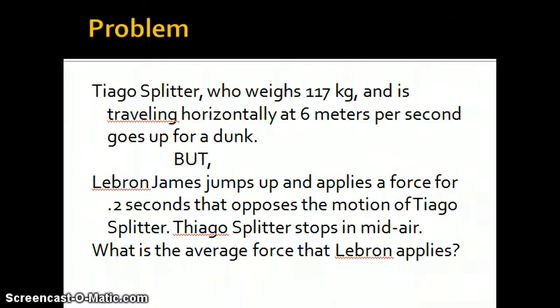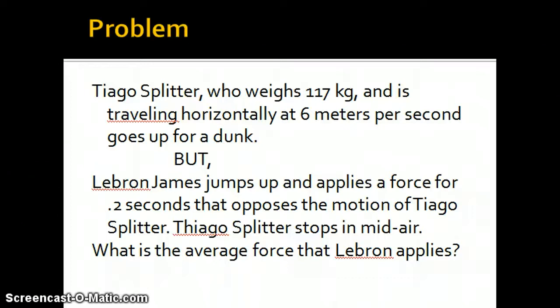Thiago Splitter, who weighs 117 kilograms and is traveling horizontally at 6 meters per second, goes up for a dunk. But LeBron James jumps up and applies a force for 0.2 seconds that opposes the motion of Thiago Splitter. Thiago Splitter stops in midair. What is the average force that LeBron applies?